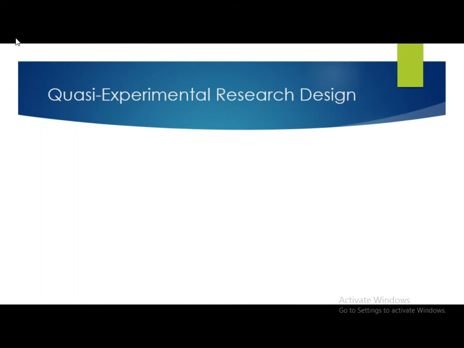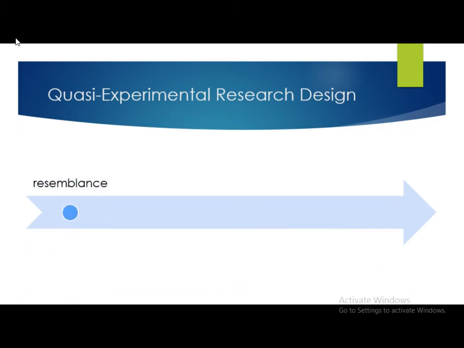Next is quasi-experimental research design. The word quasi itself indicates resemblance. A quasi-experimental research design is similar to the experimental research, but it is not exactly that. The difference between the two is the assignment of a control group. In this research design, an independent variable is manipulated, but the participants of the group are not randomly assigned as per some conditions.